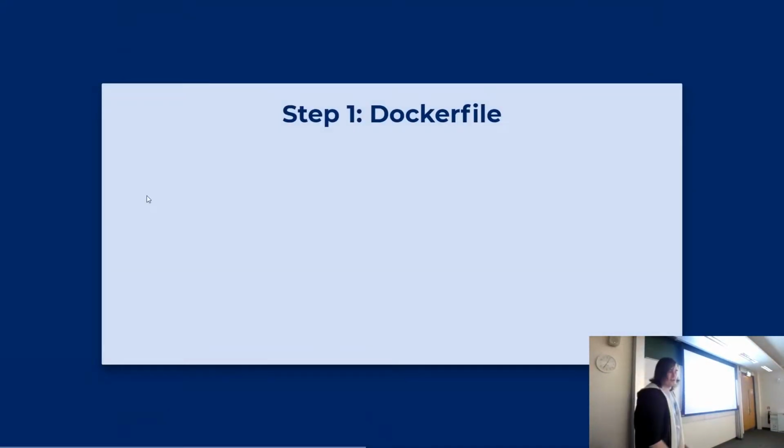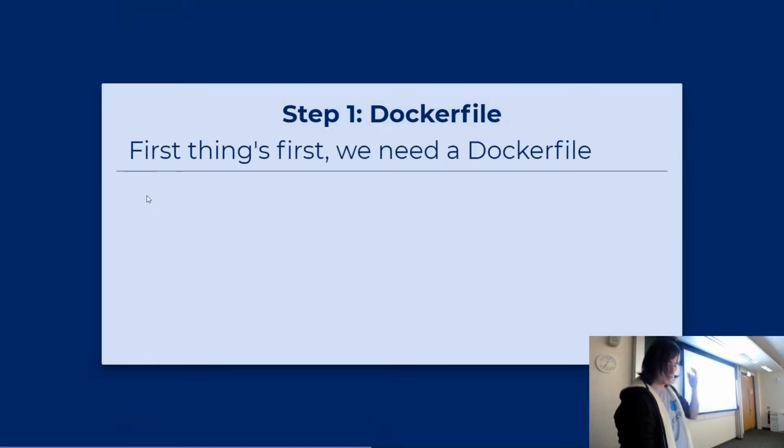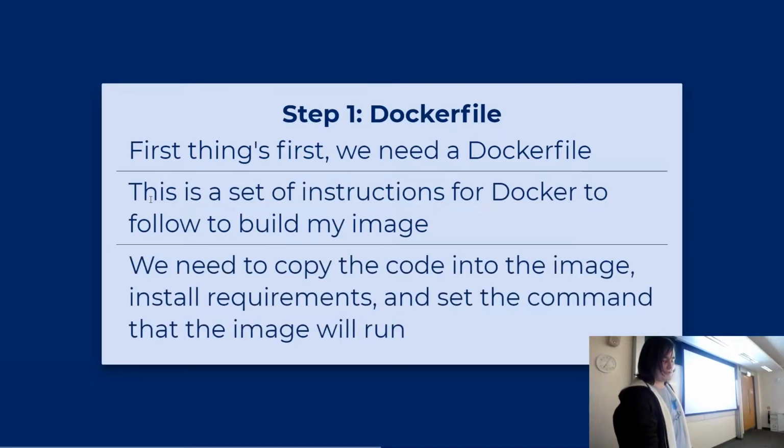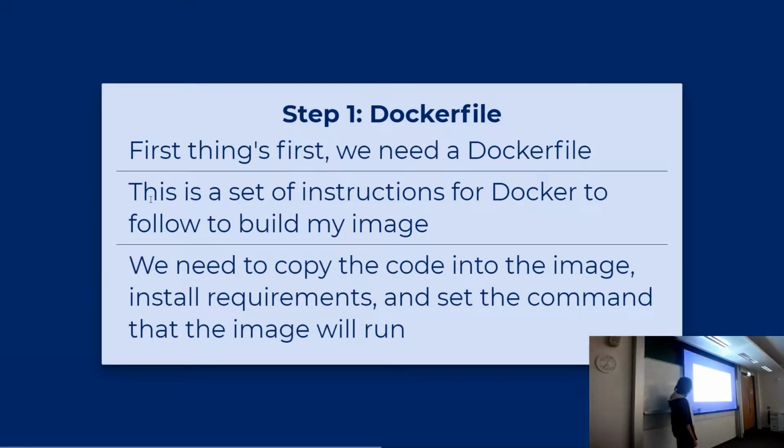There's that word again, Dockerfile. We saw that a second ago. And apparently, according to past me, we need one. This is a set of instructions for Docker to follow to build an image. Simple. What we need to do is copy all the code onto the image, install the requirements, and then set the command so that when you say run this image, Docker will go, okay, you want me to run this command inside the image, that's fine.